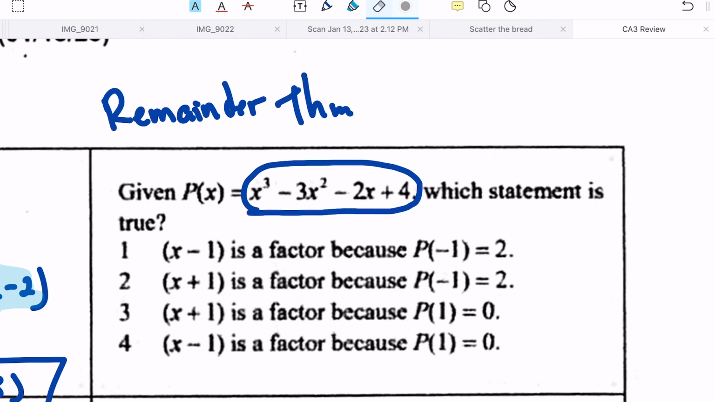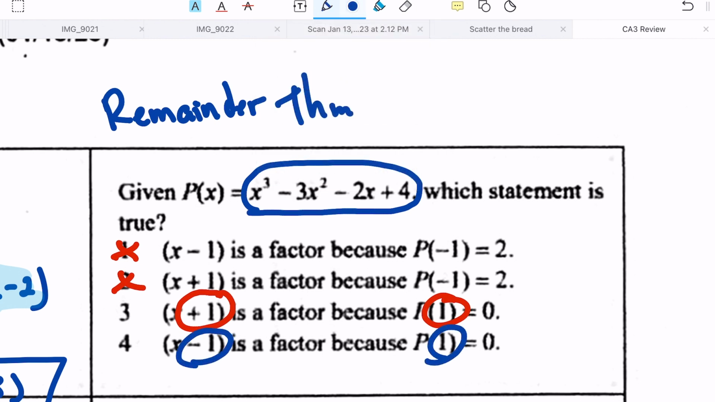Okay, that means we can eliminate 1 and 2. It has to equal 0. Now, x plus 1 is a factor because p of 1 equals 0. Now remember that we don't substitute that number, we substitute the opposite. So 1 and 1, notice it's the same sign. Here we have to get the opposite sign. So x minus 1 is a factor because p of 1 equals 0. We always substitute the opposite, so the answer is 4.